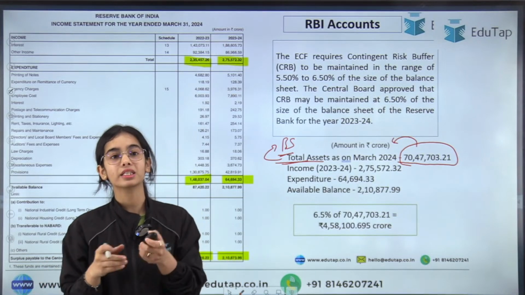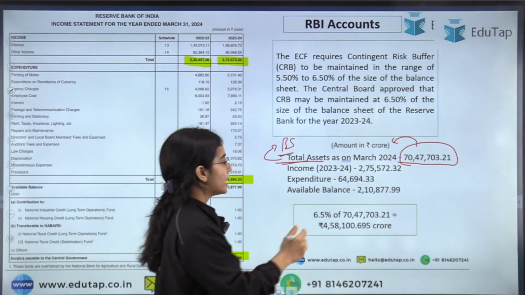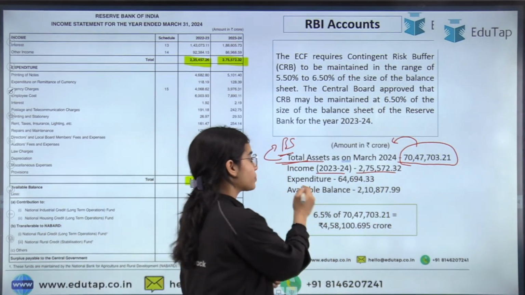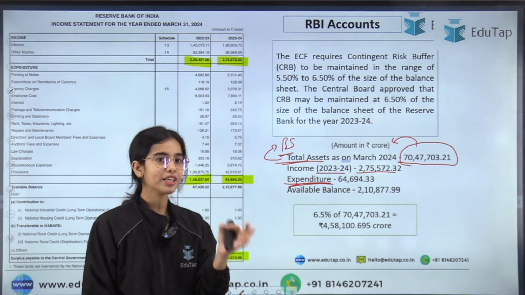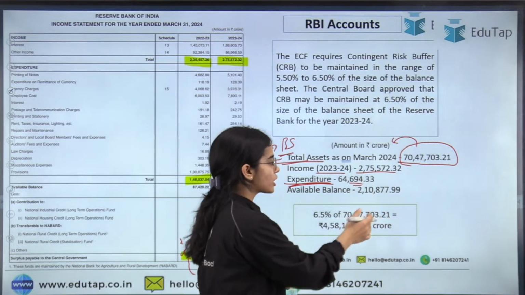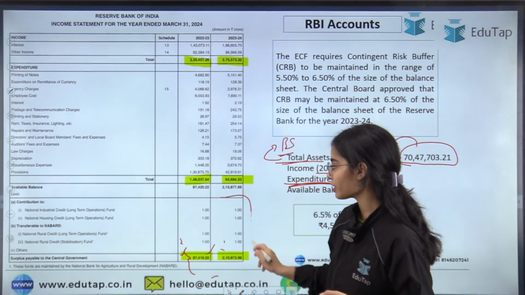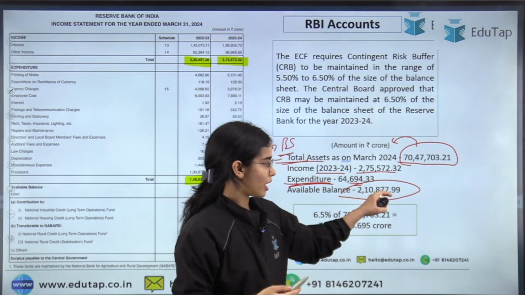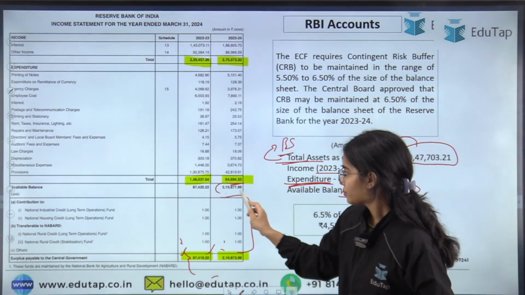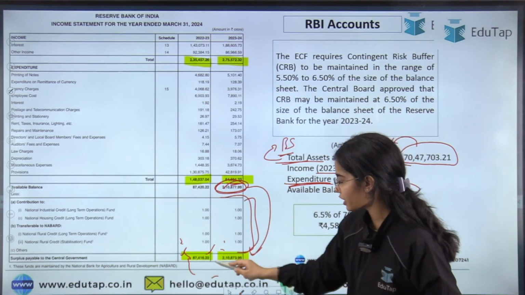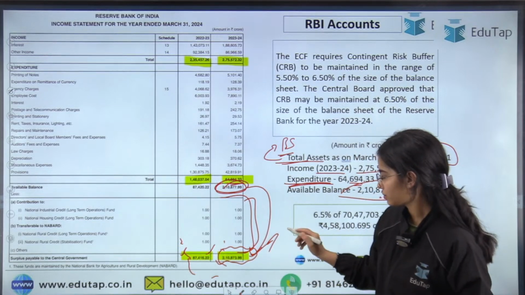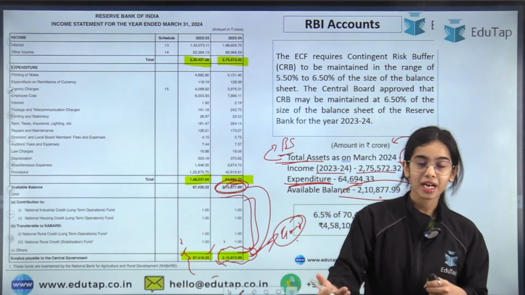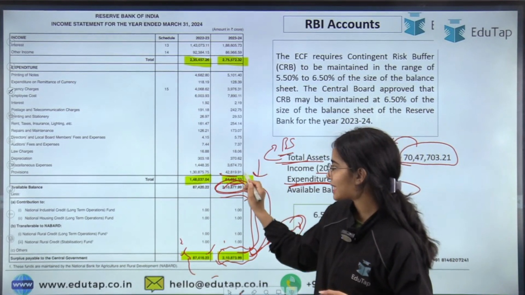The income earned by the Reserve Bank of India in 1 year, in 2023-24, is 2,75,572 crores. The expenditure that the Reserve Bank of India has incurred is only 64,694 crores. 5 crores has been given to the different funds, and after giving to the funds, whatever is left is given to the government as surplus. So the surplus is very high because of the lower expenditure, because lesser provisions had to be maintained.